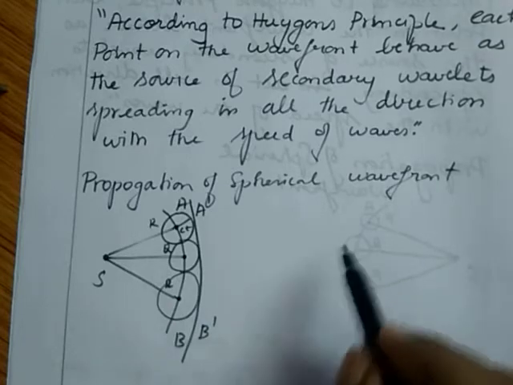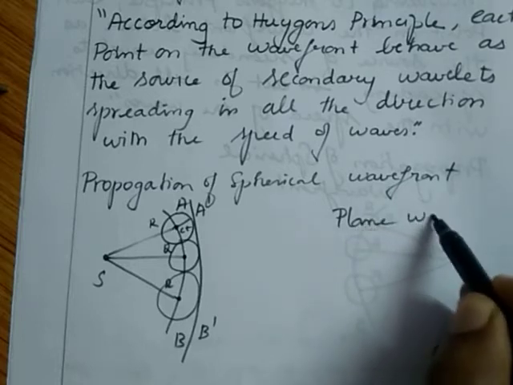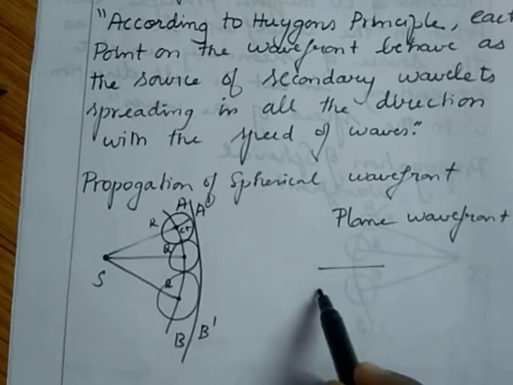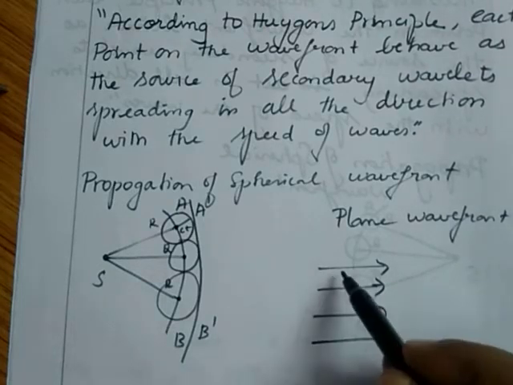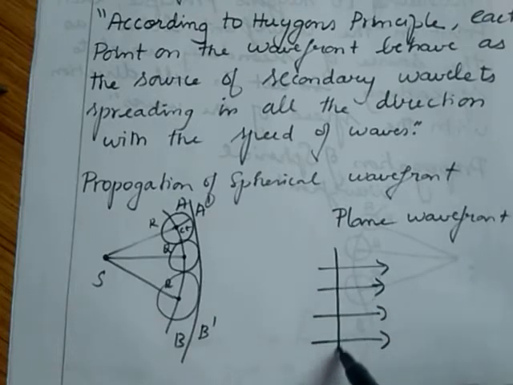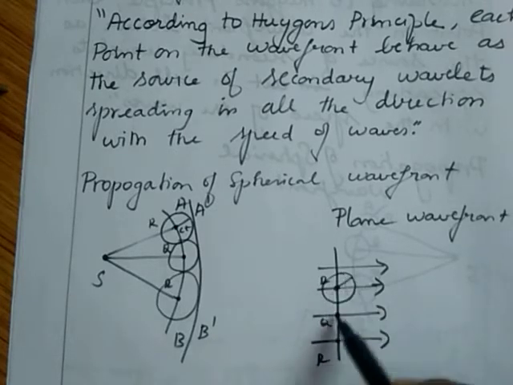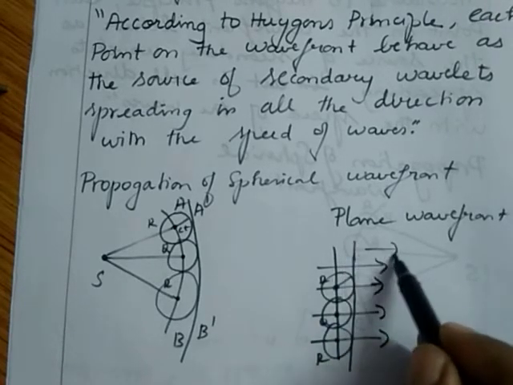Then next, let me consider the propagation of a plane wavefront. Here I consider a plane wavefront, so the source is at infinite distance. The source may be a point source or a line source, but it is at infinite distance. On that plane I consider 3 points P, Q, R. Here I draw a circle having the radius ct. Then the tangent of the circles gives a new wavefront, that is the secondary wavelet.